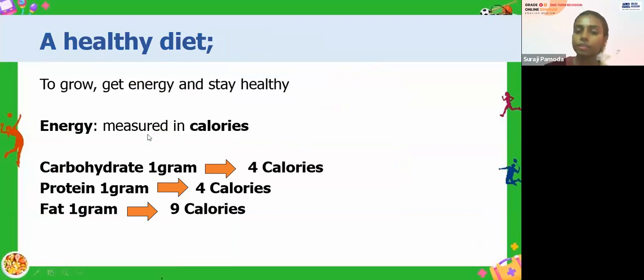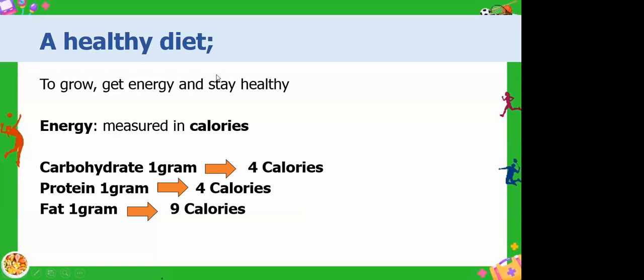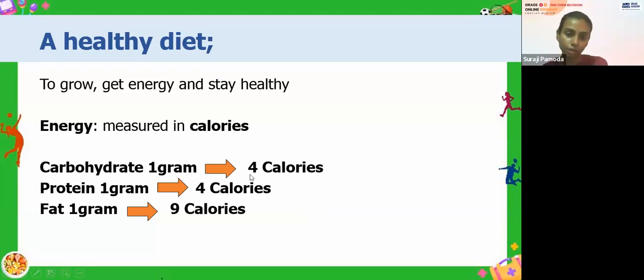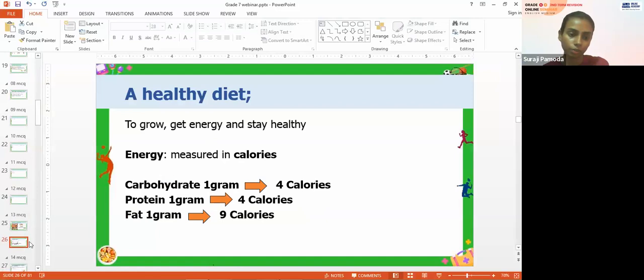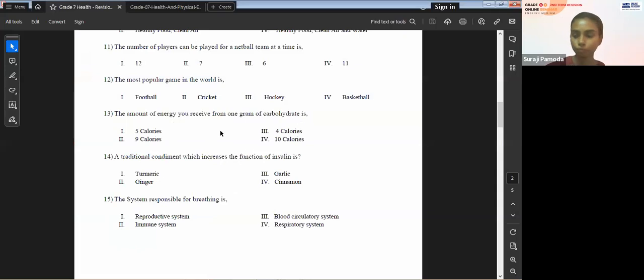Okay, so here let's see energy. I told you that we eat food to get energy, no? So here you can see 1 gram of carbohydrate gives us 4 calories, right? 1 gram of protein gives us again 4 calories. And how many calories are given by fat? 1 gram of fat gives 9 calories. Yes, 9 calories. So you have to remember how many calories are given by each of the nutrients, okay? Right, so the answer should be 4.